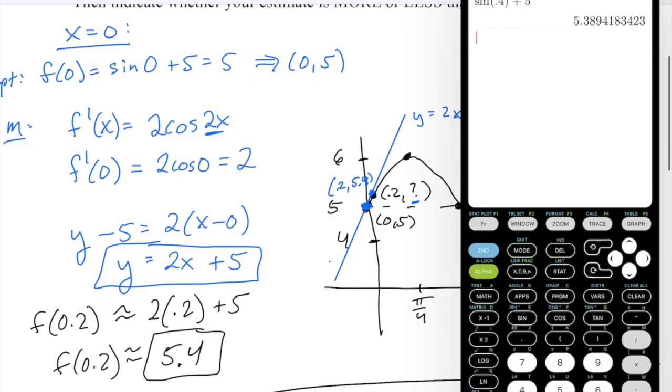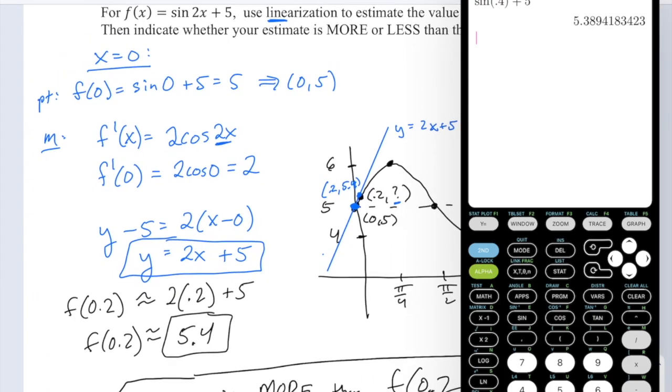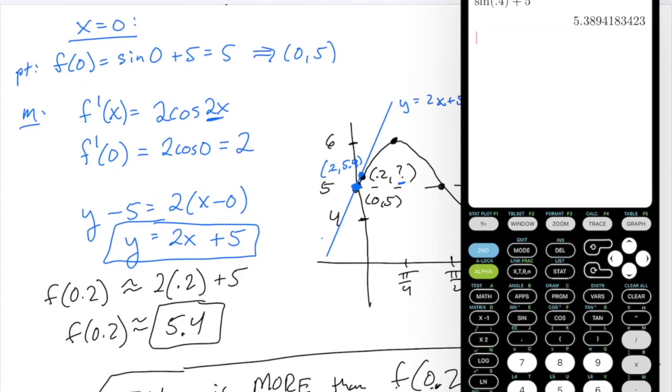And you could see if I were to plug in values that were further away from 0, like 0.4, those y values on the line would start to be further away from the y values on the curve. So for it to be a decent estimate, it's got to be in the neighborhood. That's why it's called local linearization, in the local neighborhood of that point of tangency.